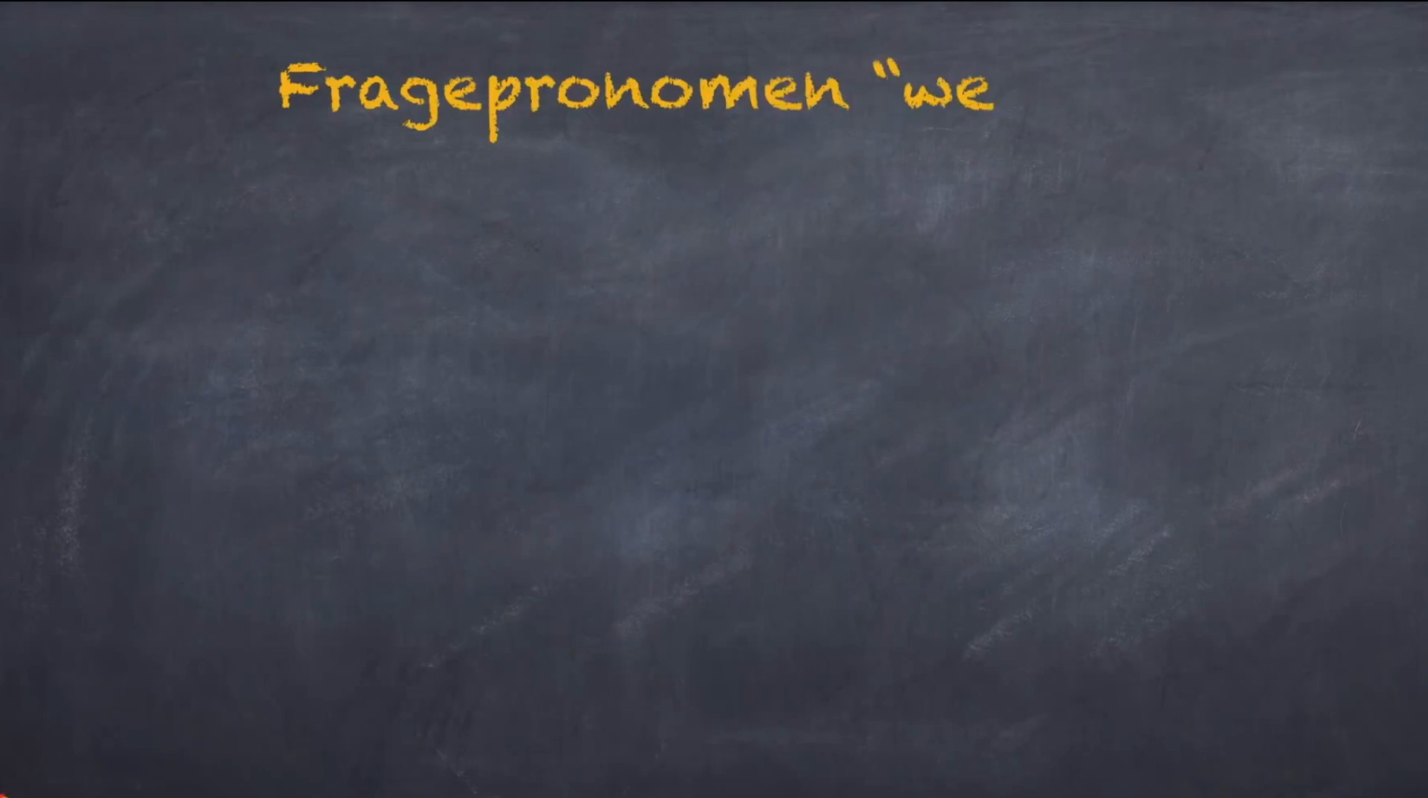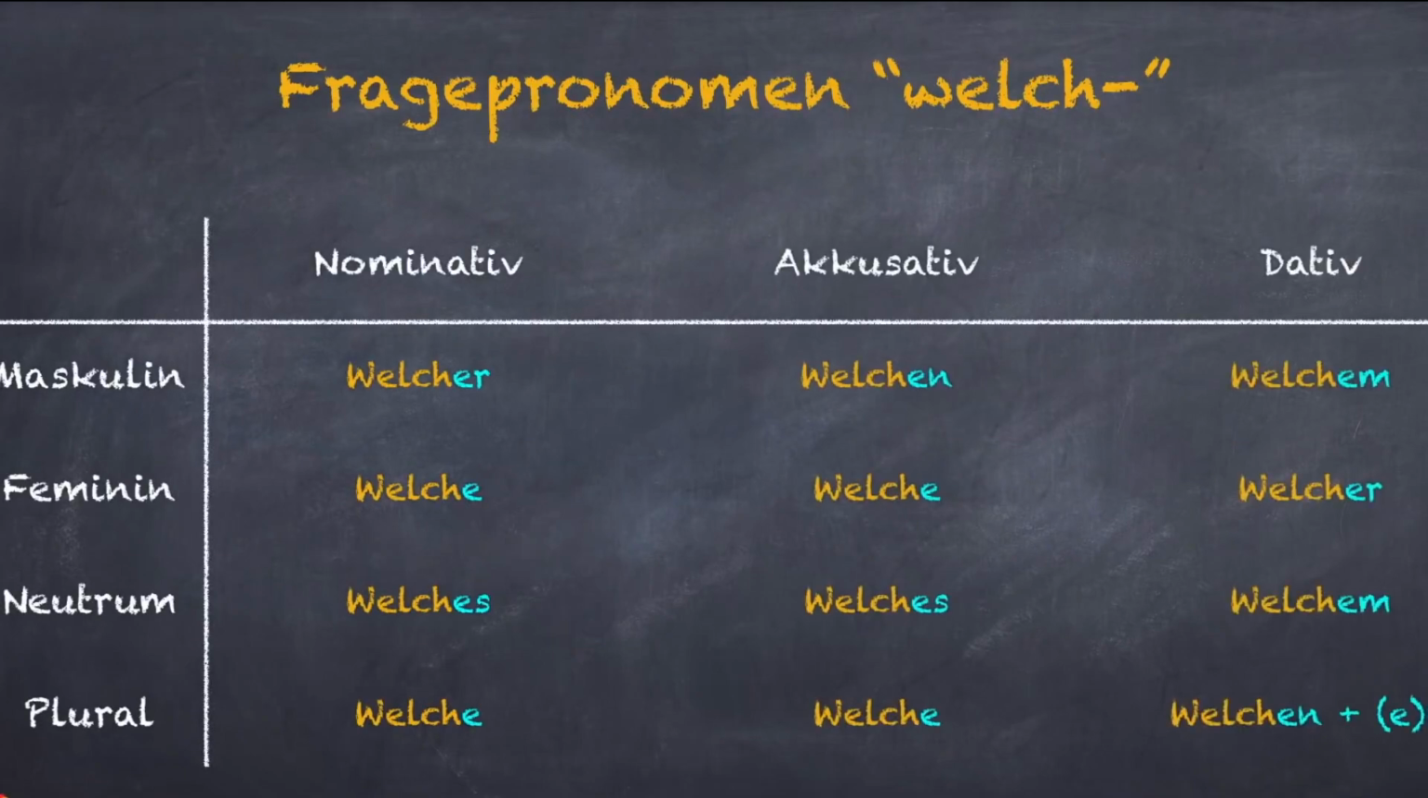Sehr gut. Let's look at all of them once again. For masculine, you would use in nominative welcher, in accusative welchen, and in dative welchem. For feminine, im Nominativ und Akkusativ welche, im Dativ welcher. Für Neutrum, im Nominativ und Akkusativ welches, im Dativ welchem. For plural, im Nominativ und Akkusativ welche, im Dativ welchen, plus the ending en or n.